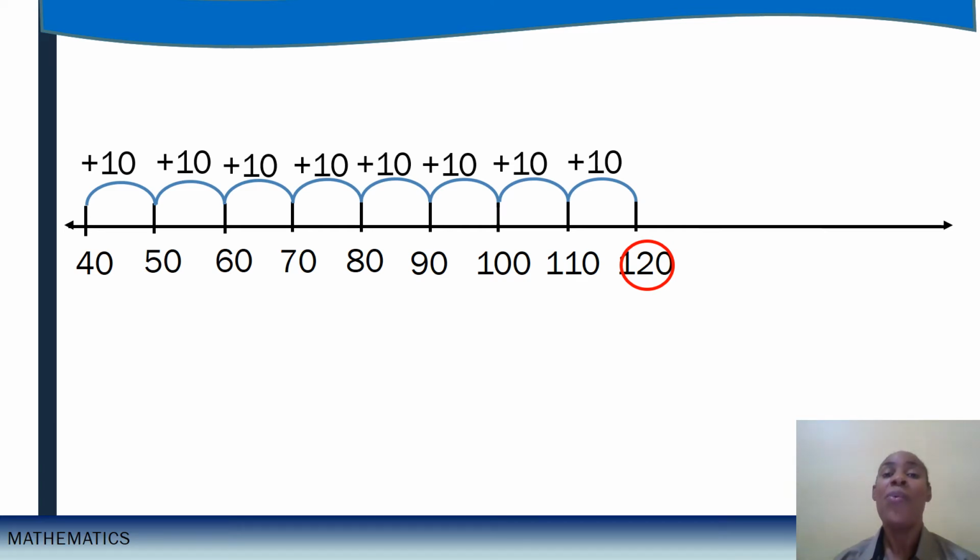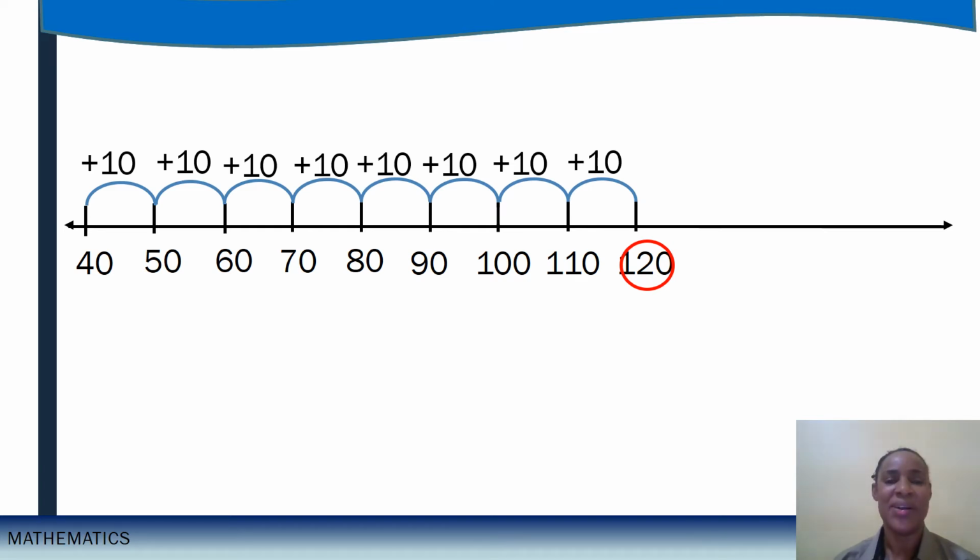Now, what did you say this number line is showing? Great! If you said this number line is showing multiples of 10, boys and girls, you are correct. The fact that we started with a multiple of 10 and we kept adding 10 each time, this number line is showing multiples of 10.